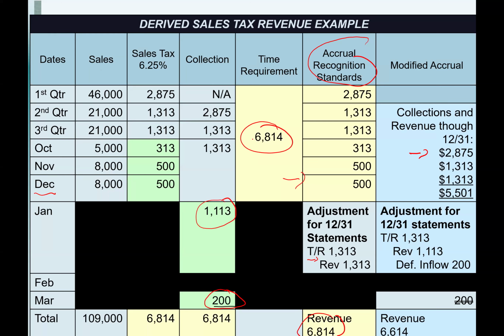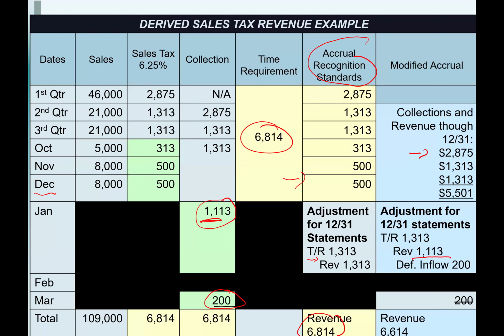For modified accrual, what happens? Yeah, we know that we collected this 1113, and we know that we collected it within the 60-day period because we got it in January. So it's what, 31 days at the most, right?